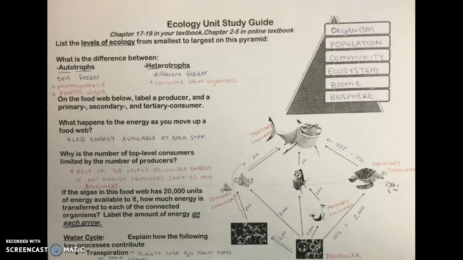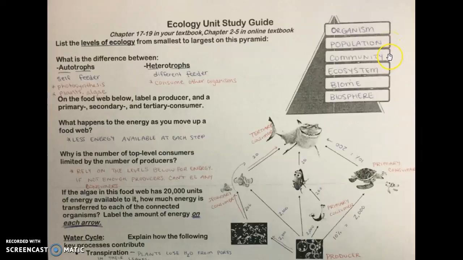So the first thing is the levels of ecology from smallest to largest. We're starting with the smallest study of ecology, which is the organism level. That would mean one individual living thing. Then we've got population. Population represents a group of the same species of living thing, all living in the same area. So an example of an organism would be a clownfish, like Nemo. A population would be all the clownfish in that reef.